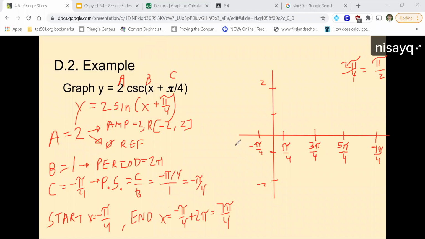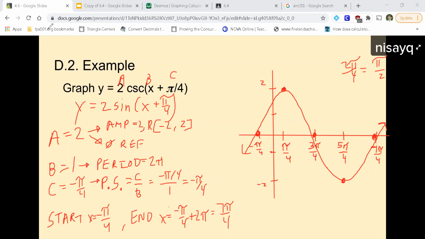All right, remember sine's pattern is intercept, maximum, intercept, minimum, intercept. So its graph looks like this. Wait, oh, that's wrong. That's better. I'm like, that looks weird. There we go.